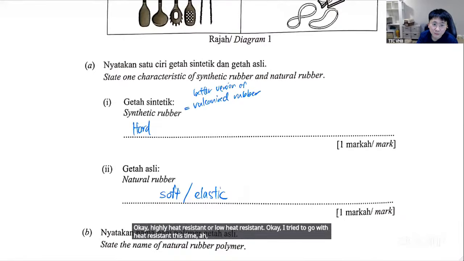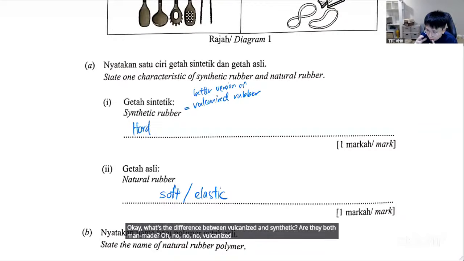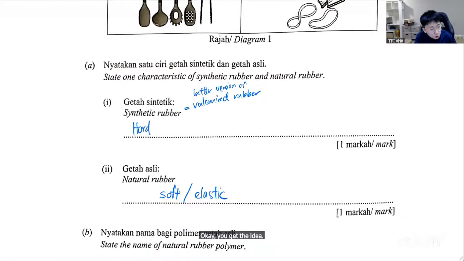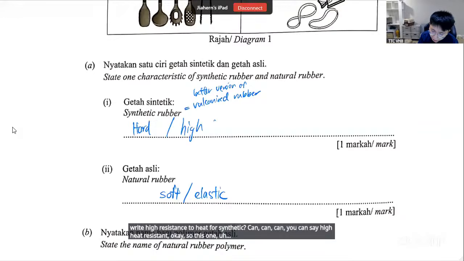What's the difference between vulcanized and synthetic? Aren't they both man-made? No. Vulcanized means you take natural rubber and add some chemical to make it stronger and better. But synthetic is not made from natural rubber. Synthetic is made from petroleum, so no rubber is used at all. We use petroleum to make something elastic, and that is synthetic rubber. Can we write high resistant to heat for synthetic? Can, you can say high heat resistant.